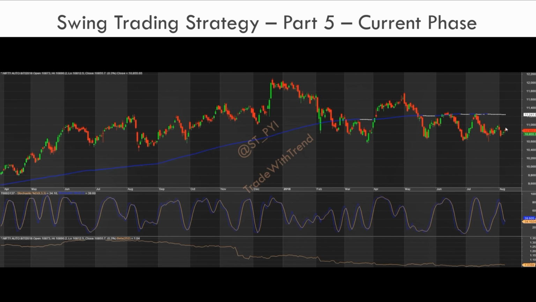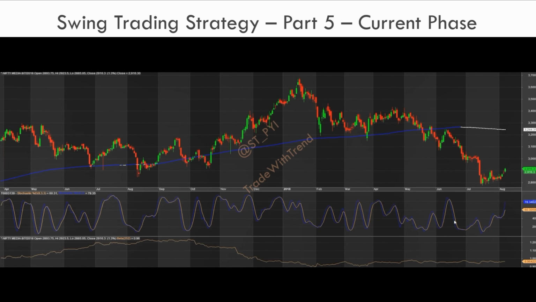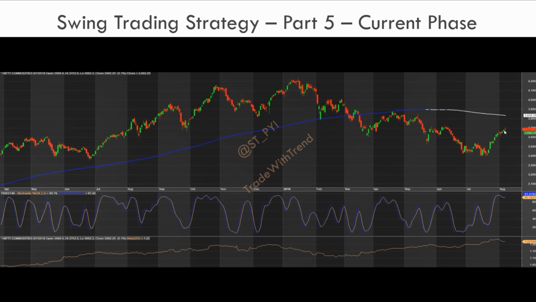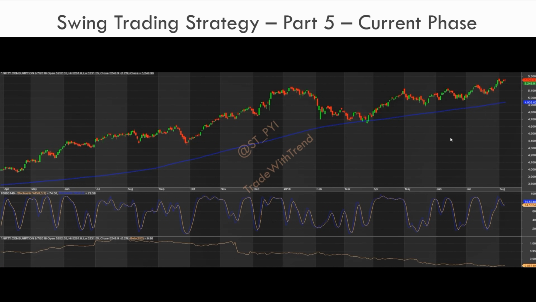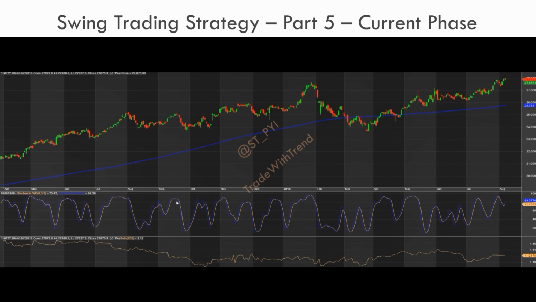Auto, price below the 200-day moving average. Stochastic is good, but beta value is just about 1. Media, price below the 200-day moving average. Beta is not qualifying. Let's move to other sectors. Commodities, again price below the 200-day moving average. Beta satisfies though. This is consumption, beta 0.85, price is above the 200-day moving average. This does not qualify. Let's come to banking. Price is above the 200-day moving average. Beta does qualify. Stochastic at present is not in buy mode, but look at individual stocks.